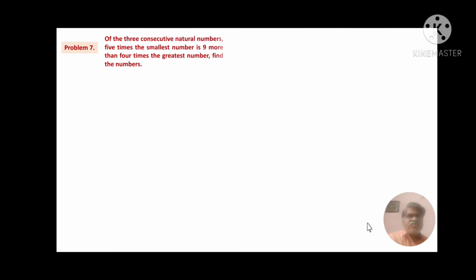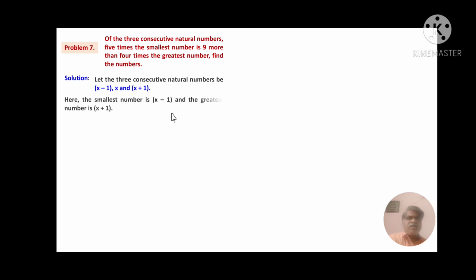So friends, let us see problem number 7. Of the three consecutive natural numbers, 5 times the smallest number is 9 more than 4 times the greater number. Find the numbers. So friends, let the three consecutive natural numbers be x minus 1, x and x plus 1. Here the smallest number is x minus 1 and the greatest number is x plus 1 out of these three.